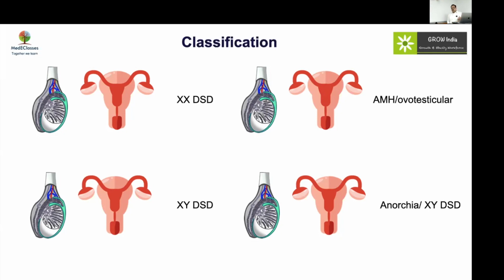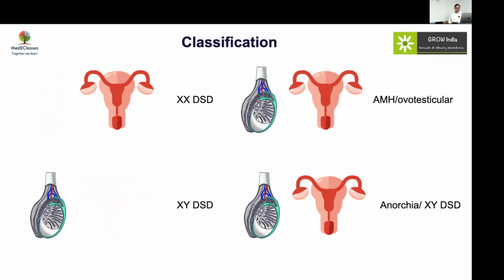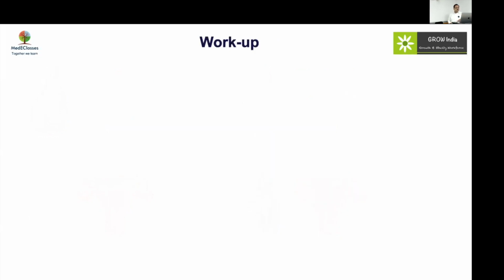For Mullerian structures, you can do three things: a rectal examination, an ultrasound, or an AMH. If your AMH is undetectable, it basically means that there would theoretically be a Mullerian structure present.